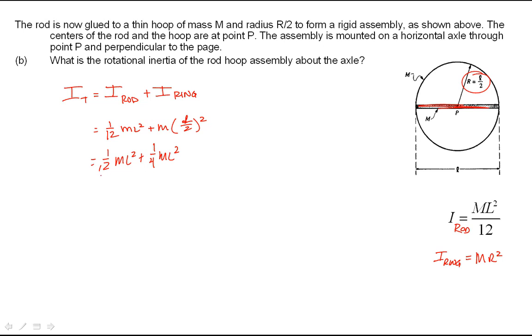Well, 1/4 is really 3/12. So 3/12 plus 1/12 gives me 4/12. Well, 4/12 is a third. So my total moment of inertia ends up being just 1/3 ml squared.